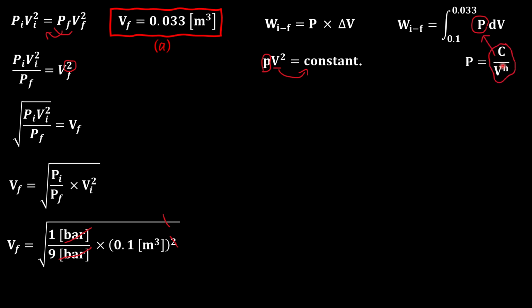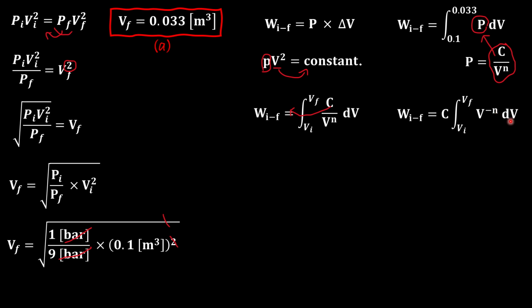And here what we will do is we will plug in the P value back to this integral. So the work from the initial to final state will be the integral from initial volume to final volume, and the pressure we said it will be the constant divided by V to the power n dV. Now we will take the constant outside the integral, and it will be from V initial to V final, and it will be V to the power minus n dV.